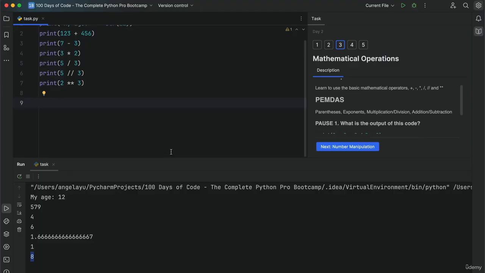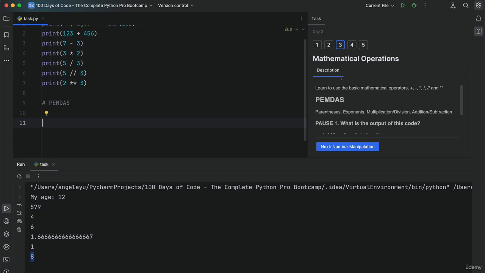And the rule that you might have remembered from high school is something called PEMDAS. It basically states the order of priority is parentheses, exponents, multiplication, division, addition, and subtraction. So the things that happen first are the things inside brackets, then it's our exponents, then it's our multiplication and division, and finally the lowest priority is our addition and subtraction.